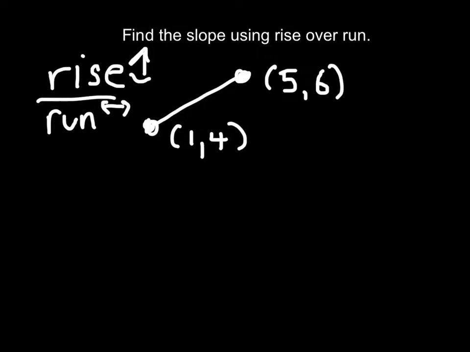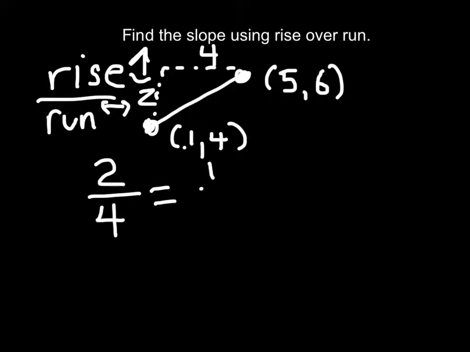Alright, so if I'm looking here at my rise, going up like that, y goes from 4 to 6, so it goes up by 2. And then the run goes from 1 to 5, so it increases by 4. So rise over run would be 2 over 4, and we always try to reduce it. So 2 over 4 reduces to 1/2. So the slope of this line is a positive 1/2.